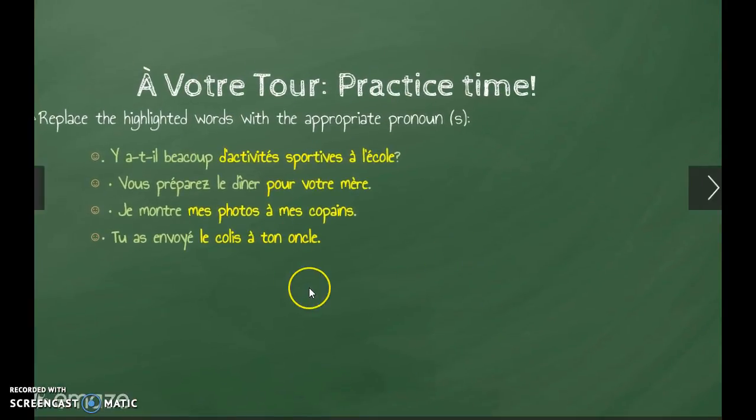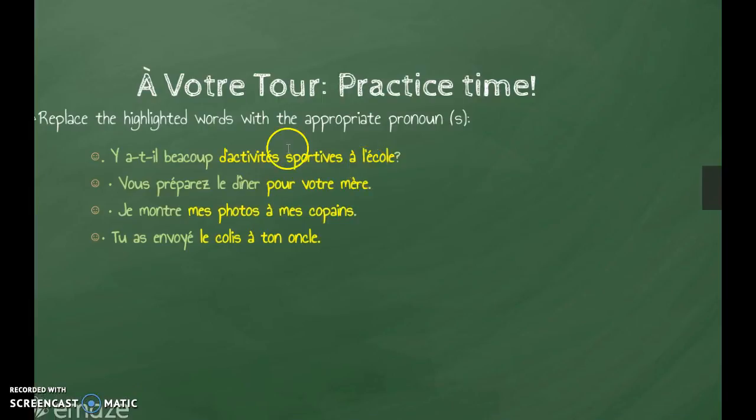So here I have another practice for you to do. This is your homework. And you have 4 sentences. And each sentence has a phrase highlighted in yellow. Your job is to replace each highlighted phrase with the appropriate pronouns, the ones that we talked about today. Okay? So this is your homework.